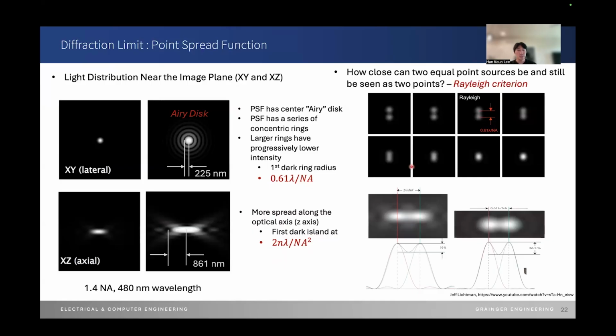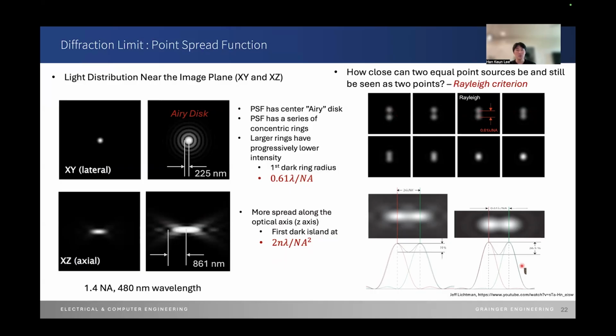So the second question now is how close can two equal point sources be and still be seen as two points? And this is directly related to the Rayleigh criterion. You can see that on the top left-hand side, we see that these are two different light source points. However, when they get closer and closer together, nobody would disagree that this is a single point source. So what is the distance that these two point sources can be close to each other and still be seen as two different points? And that is the Rayleigh criterion.